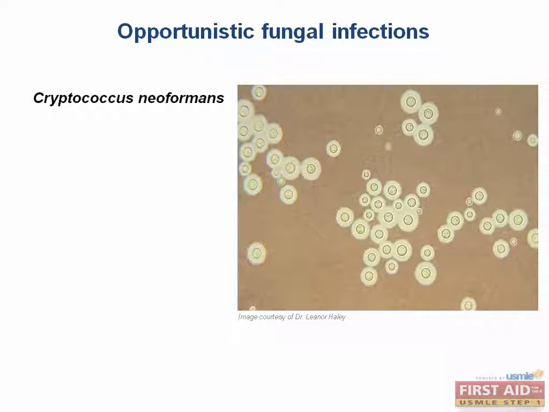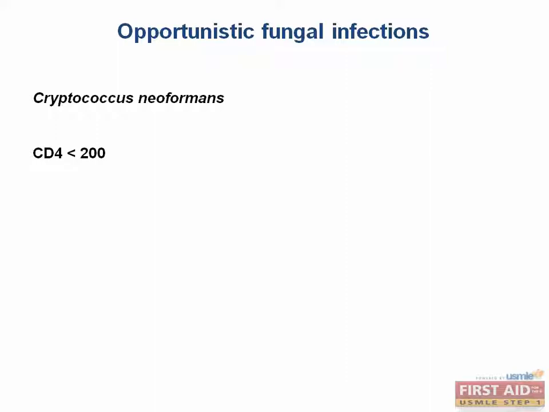In fact, cryptococcus is considered a quote-unquote AIDS-defining illness, since it can only occur when CD4 count is less than 200. This means if you see a patient with cryptococcus, you know that patient's CD4 count is automatically less than 200. It is also an opportunistic infection in other immunocompromised patients, especially chemotherapy patients and organ transplant recipients, as those patients are also profoundly immunosuppressed.